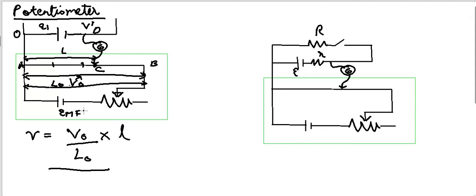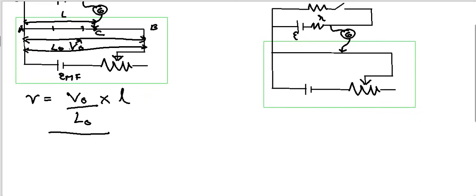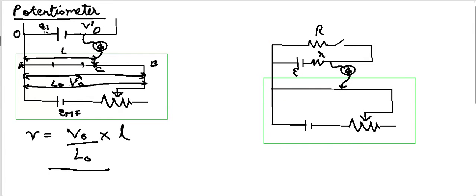Now suppose I want to compare the EMF of two batteries whose EMFs are E1 and E2. I will first put E1 here and find the length which gives a zero deflection in the galvanometer. Using this formula again, the EMF of the battery E1 will be equal to V naught by L naught into L1, the length where I get zero deflection for the galvanometer.